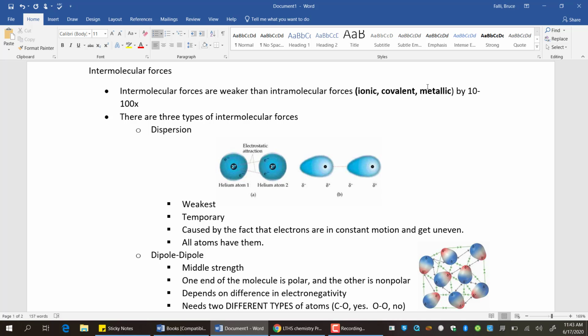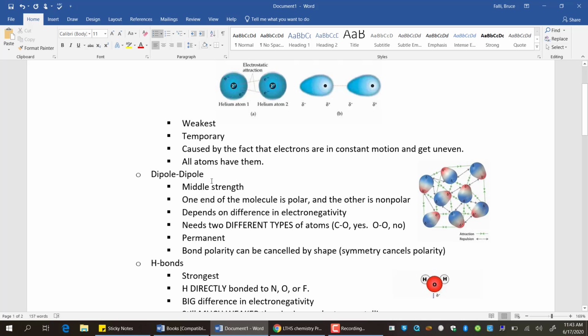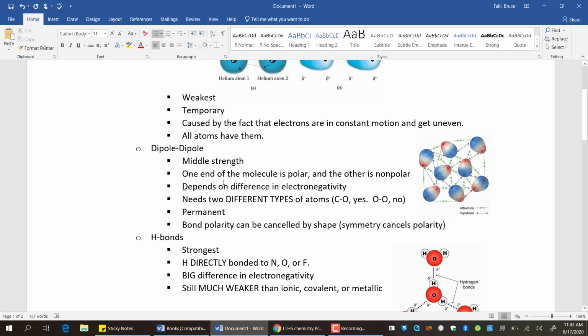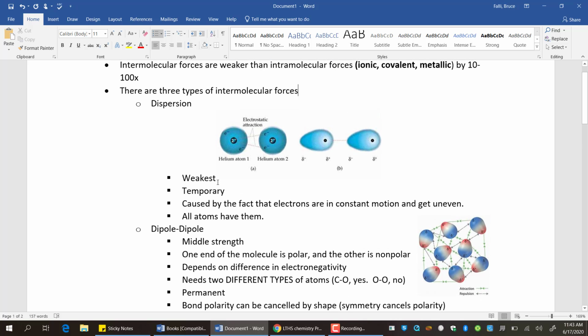Okay? There are three types of intermolecular forces. The three types are dispersion, dipole-dipole, and hydrogen bonds. So dispersion was the first one. Someone said they're often called London dispersion forces. You don't need to call it London dispersion forces, but you can. And they are set up like this.